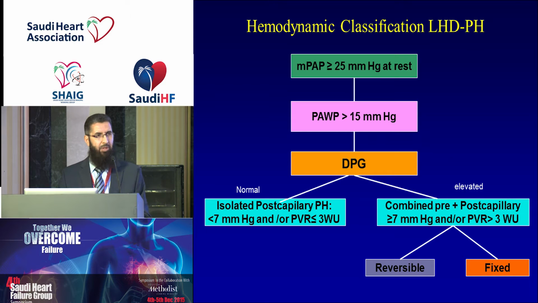On the other hand, people who have an increased diastolic gradient or increased PVR constitute what we call combined post-capillary and pre-capillary hypertension, and you can also subdivide them into 2 groups based on whether they respond to a vasodilator challenge or not.